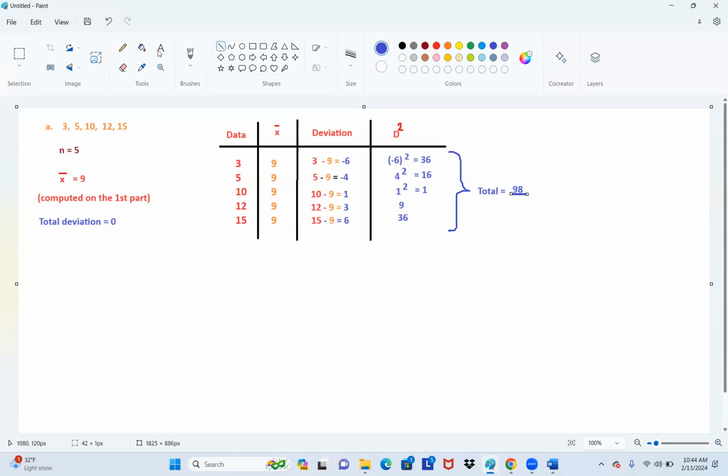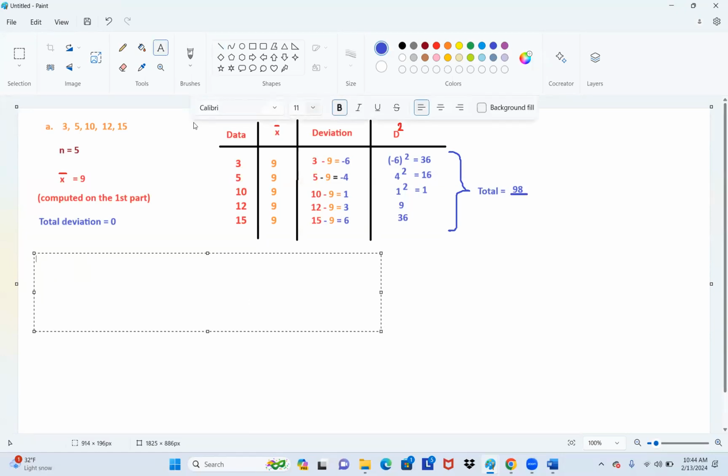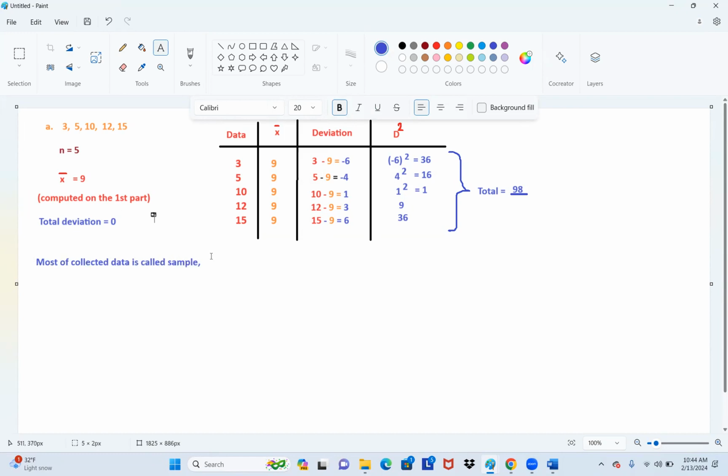Now, most of the data is a sample, right? You have to take note of that. Most of the collected data is called a sample, right? So when it comes to the sample standard deviation, we have to divide it by n-1 when you take a total for that, instead of n. That is a long story.